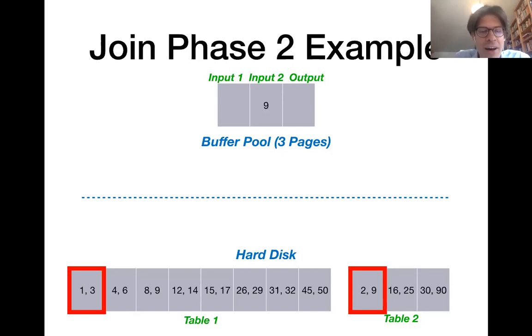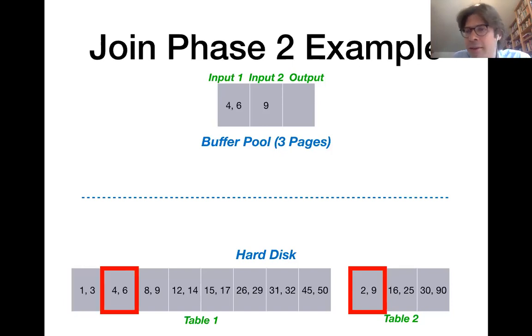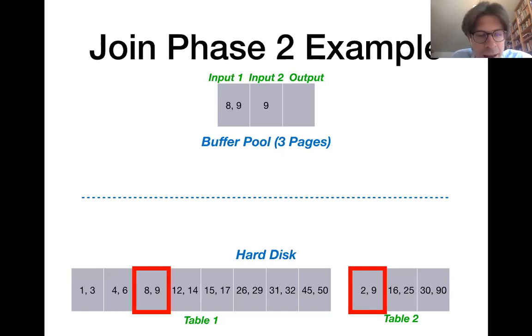At this point, I have run out of input for the first table, so I'm loading data for the next page. And again, I'm looking at tuples in increasing order. So 4, no, there's no matches for 4. 6, no, there's no matches for 6 either. All right, at this point, my input buffer 1 has also become empty again. And so I load the next page. So I'm analyzing 8, no matches for 8, 9.